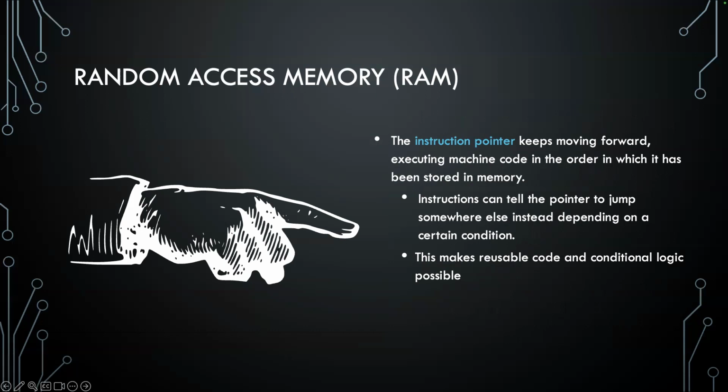And the instructions are going to tell the pointer to jump somewhere else, or they can tell it to jump somewhere else depending on certain conditions, right? So this is where you can do conditional logic. You can do flow control. Your instruction pointer can go, okay, if we have this, then that, right? How is it going to run that? We have instruction pointers that can jump to other places. And that makes your code reusable also, which is very nice.